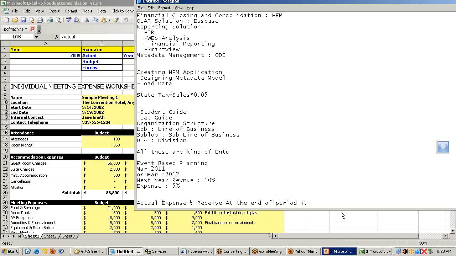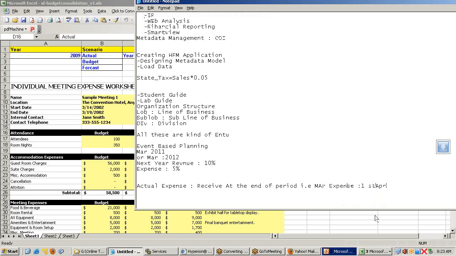Example could be, for me, March expenses I receive on 1st of April. Depends upon the organization process. In general, I'll receive it. So actual always comes at the end of the process. Budget, we always define beforehand, right?